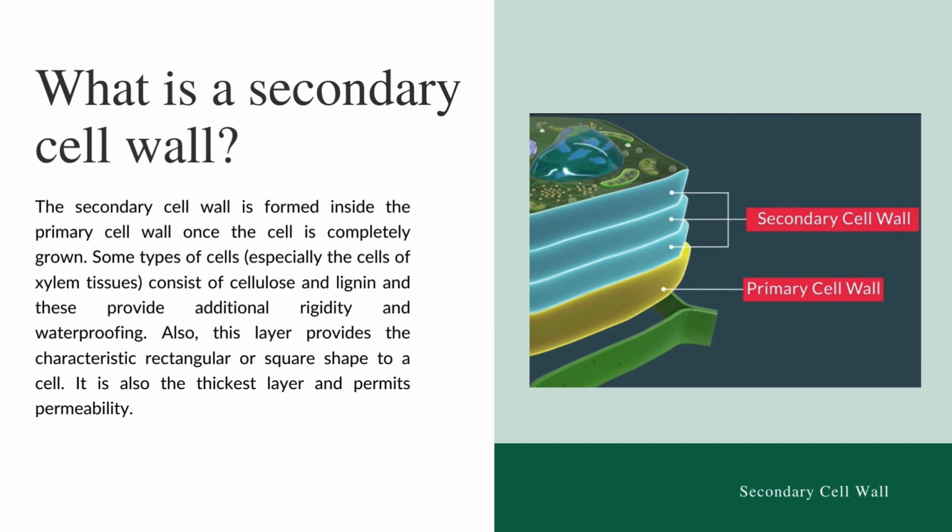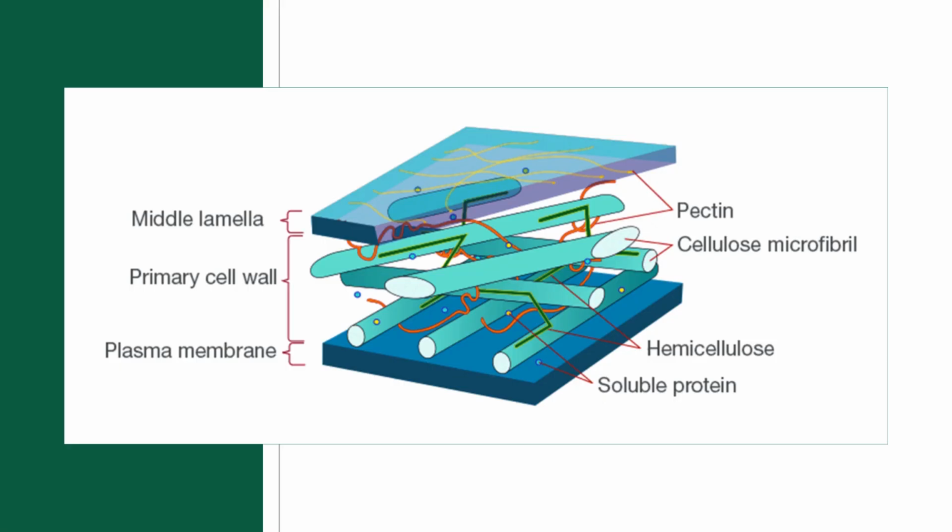Secondary cell wall. The secondary cell wall is formed inside the primary cell wall once the cell is completely grown. Some types of cells, especially the cells of xylem tissues, consist of cellulose and lignin, and these provide additional rigidity and waterproofing. Also, this layer provides the characteristic rectangular or square shape to a cell. It is also the thickest layer and permits permeability. Cell wall structure.